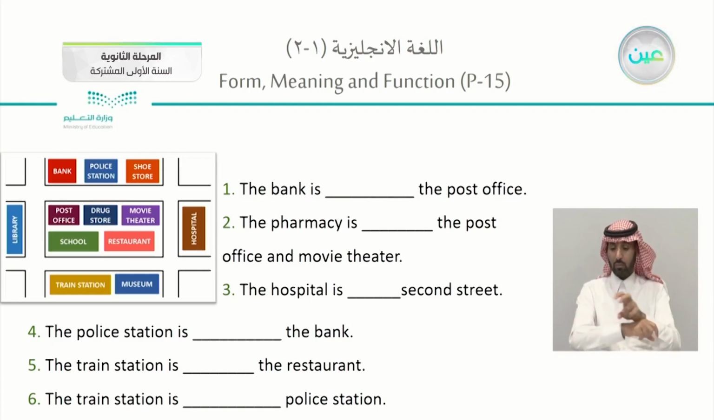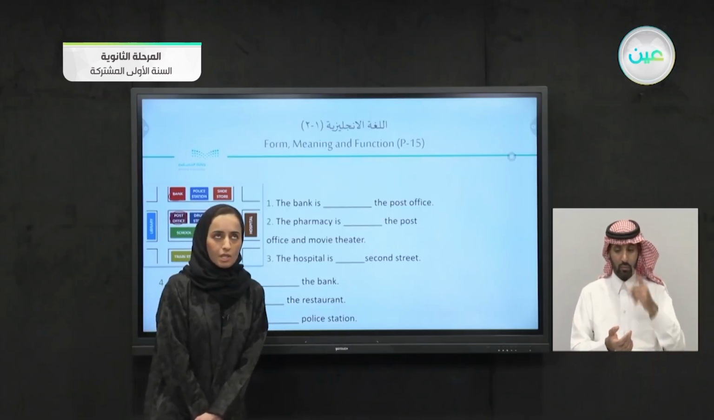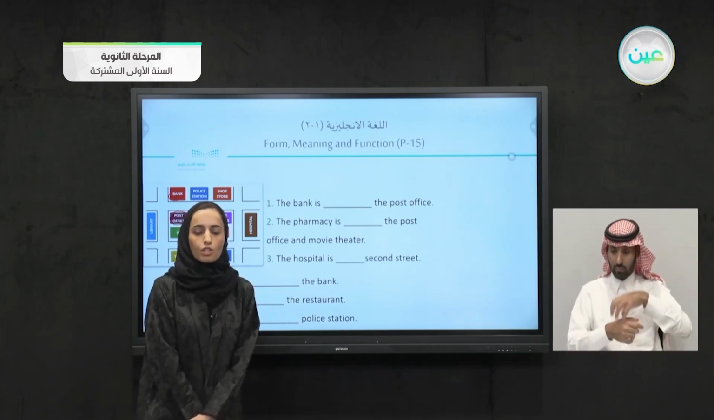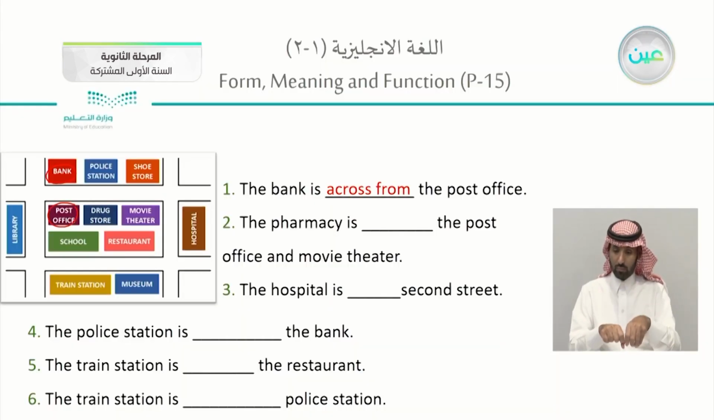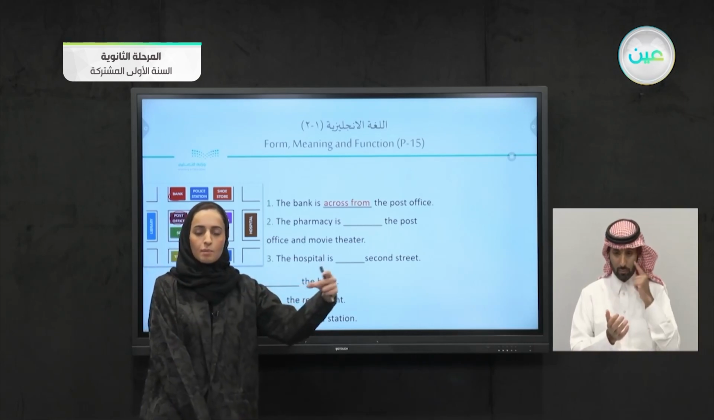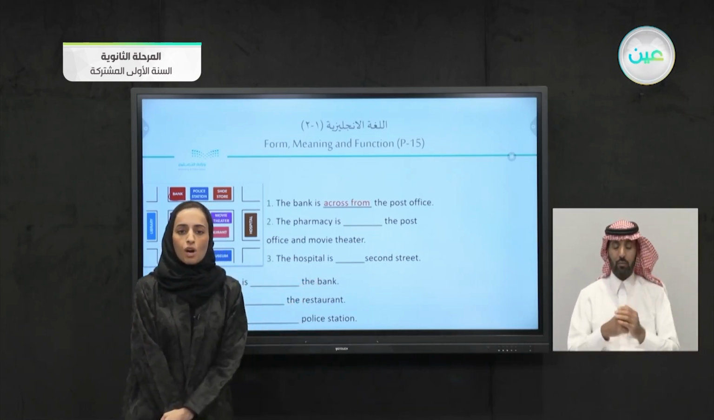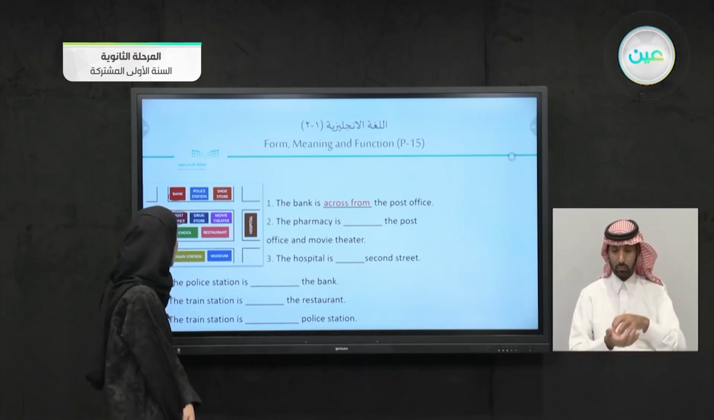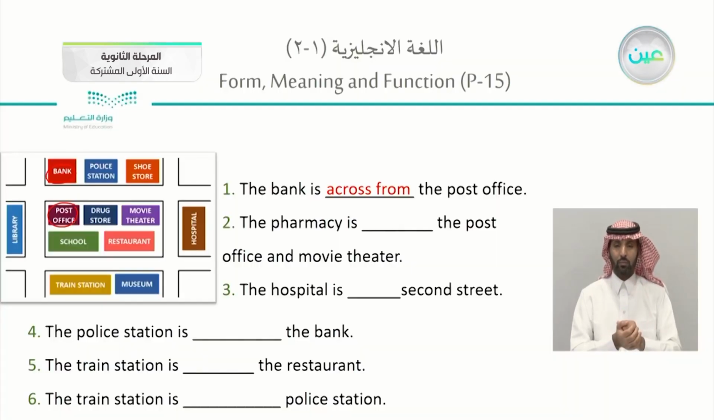Where is the bank? Here is the bank. And where is, let's say, the post office? It is somewhere in here. So which one are you going to use? Are we going to use in front, let's say, on? Is it on or next to? It is actually across from. It means opposite. You can see it from there. We're having a tree in the middle there. So it is across from. The post office is across from the bank, or the bank is across from the post office.